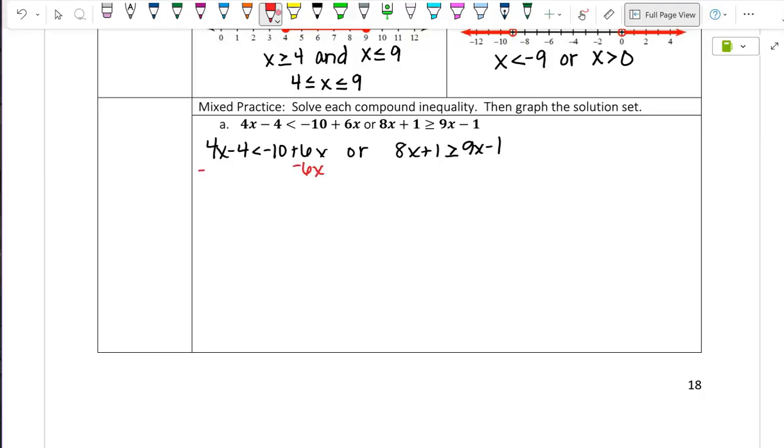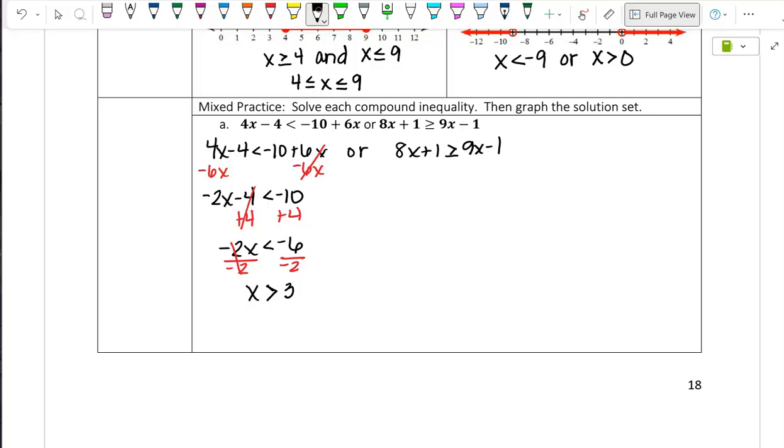So I start with subtracting 6x from both sides. So negative 2x minus 4 is less than negative 10. Add 4 to both sides. Negative 2x is less than negative 6. Divide by negative 2. Because I'm dividing by a negative, I have to reverse my inequality symbol, so x becomes greater than 3.